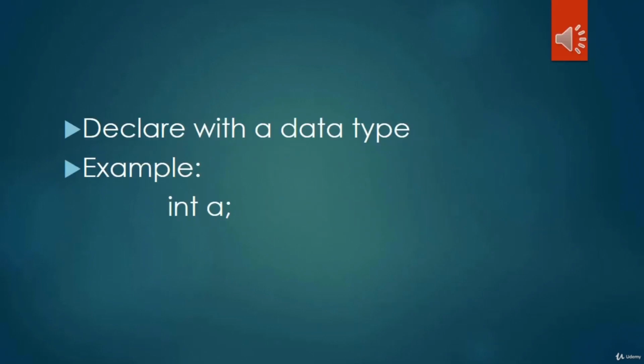Let's suppose we want to declare a variable a of data type integer. So we will write the data type first, that is int, then the name of the variable, that is a, and then we will end it with a semicolon. So this is the basic syntax of declaration of a variable.